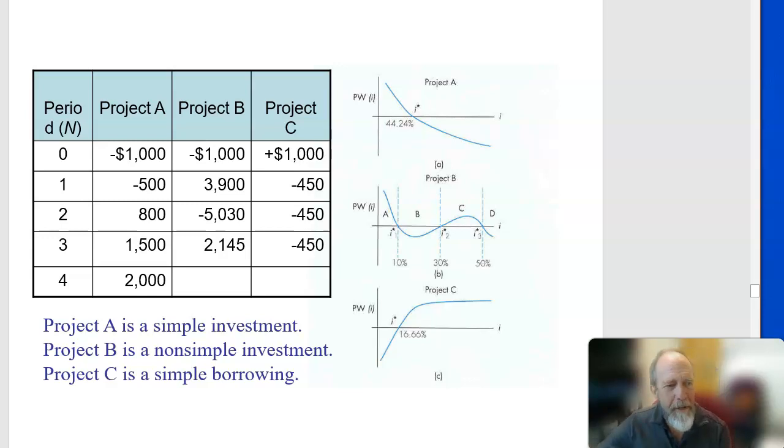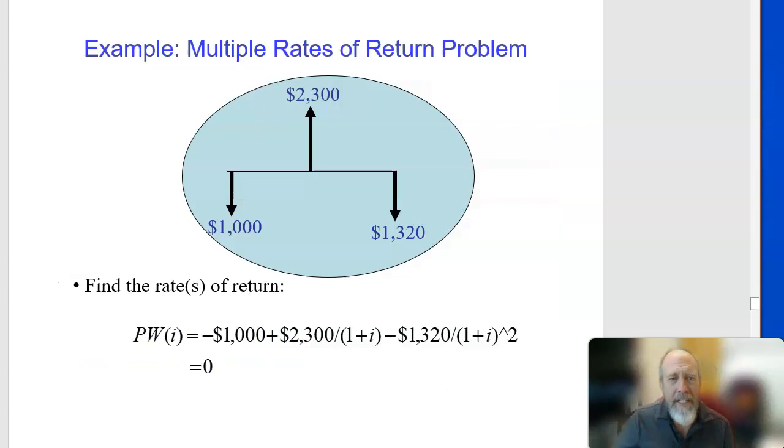Let's do an example here. Let's actually play with this a little bit. So let's look at this one, multiple rates of return problem. Here's one that actually does. You got negative out 1,000, 2,300 year 1, 1,328 year 2, negative. Okay, there it is. Present worth is equal to that. There it is. It's straightforward.